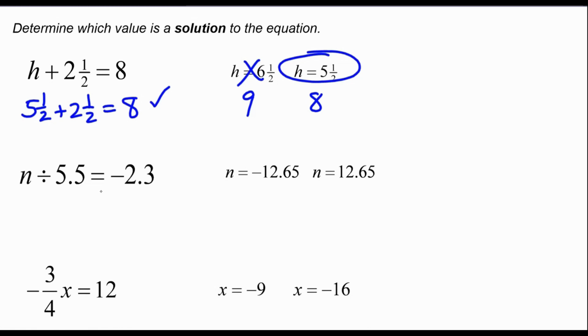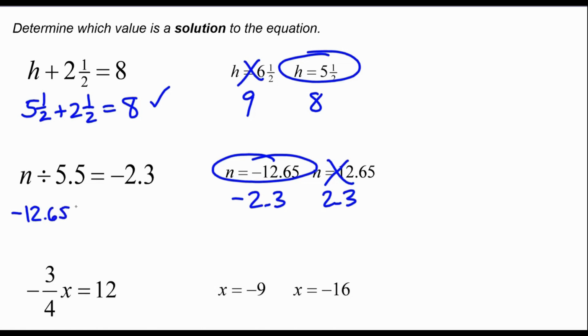Here, n divided by 5.5 equals negative 2.3. And here we have two choices. It's either negative 12.65 or positive 12.65. Well, if you just remember your rules for division, you know that a negative divided by a positive is going to be a negative, and a positive divided by a positive is not going to be negative. So I know that it can't be positive 12.65 because that's a positive number, and it's not going to get a negative number when I divide. So that kind of tips me off here. When I divide negative 12.65 by 5.5, I get negative 2.3. So this one is going to be our solution because a negative 12.65 divided by a positive 5.5 is negative 2.3. So there's our solution.